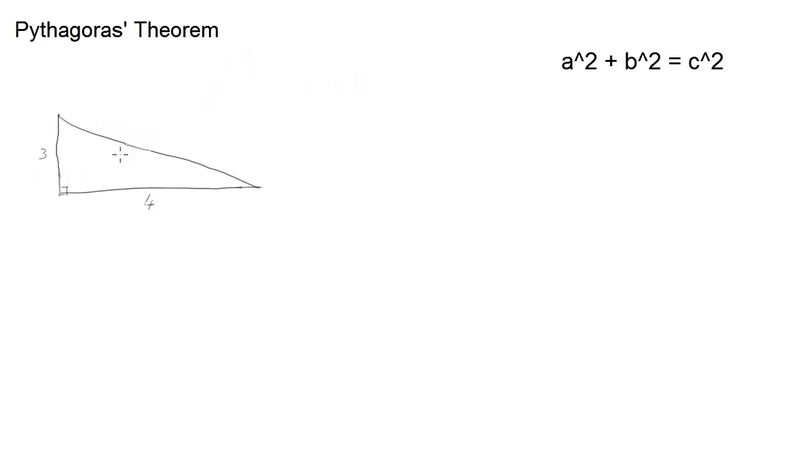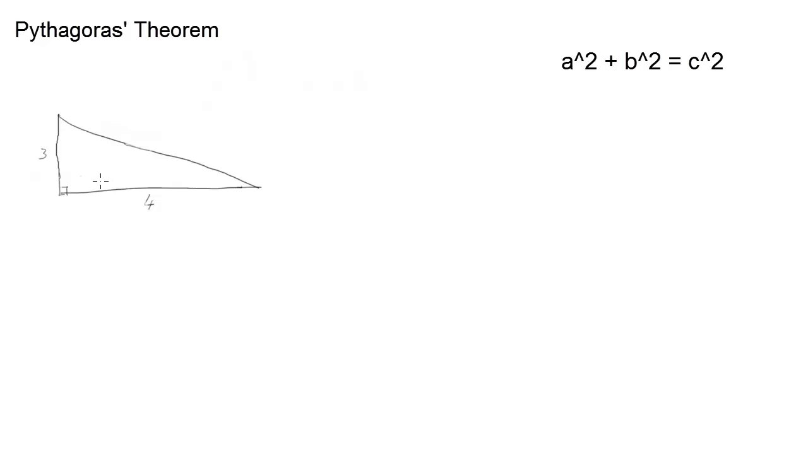Well, the first step is always to label the sides. What do I mean by label the sides? Well, you see in our equation up here, we have a squared, b squared and c squared, and that means we need to find these letters a, b and c in the triangle.